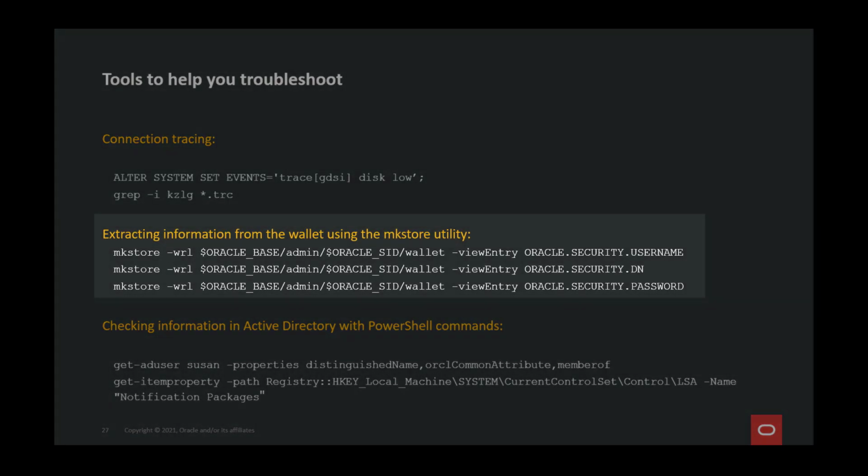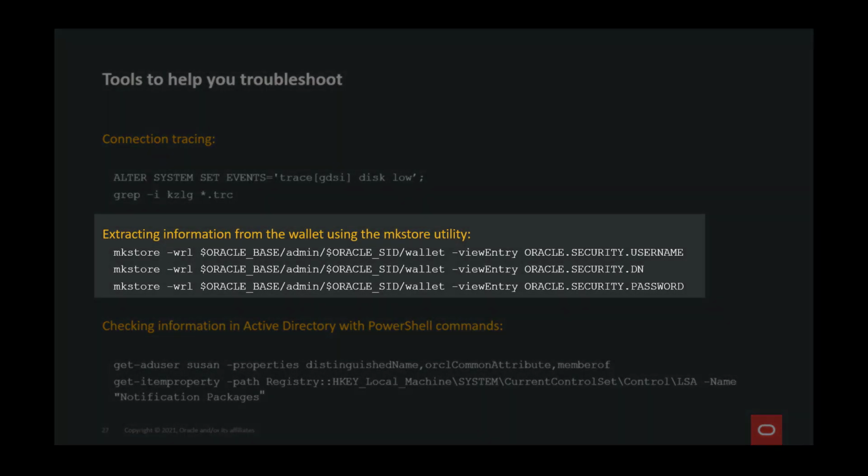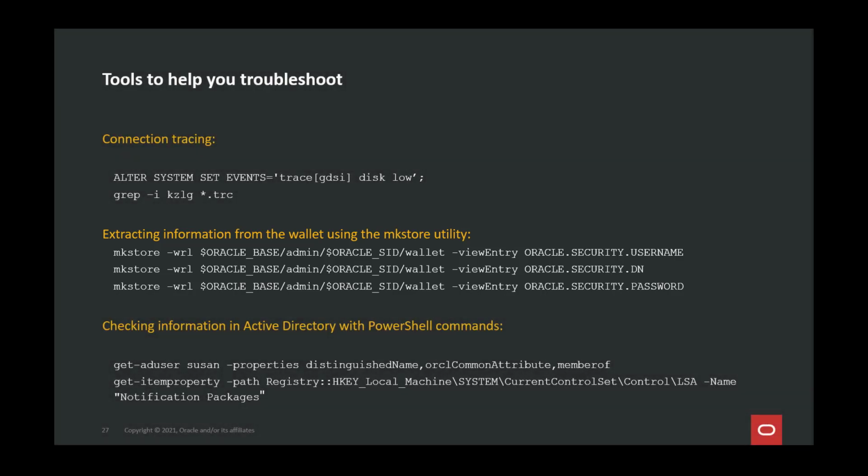Another tool you're going to use is mkstore. This is how you can look into your wallet and see, what does the wallet have for the username? What does the wallet have for the distinguished name? What does the wallet have for the password? I cannot tell you how many times I have worked with support escalations where the customer was positive that they had the distinguished name right in the wallet, and it wasn't right. It was 1 character off, or an O became a 0, or something like that.